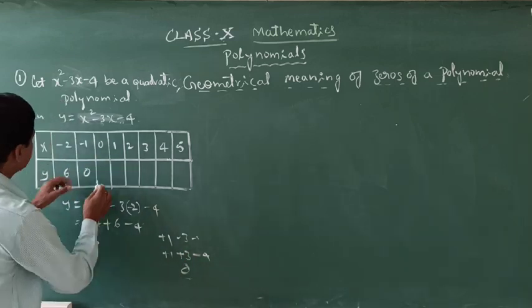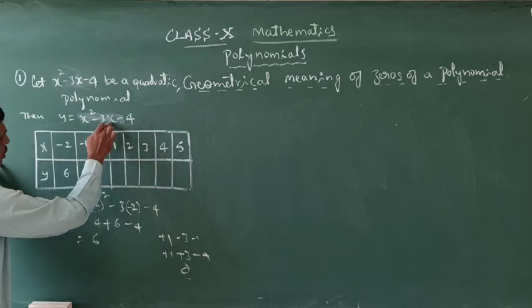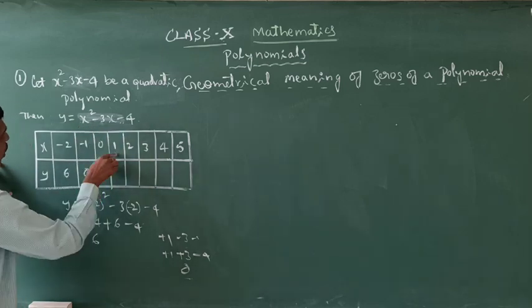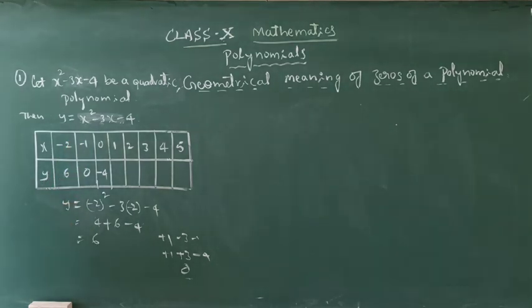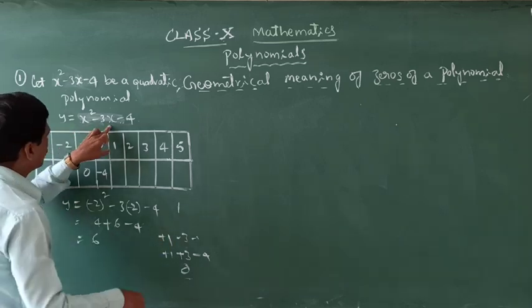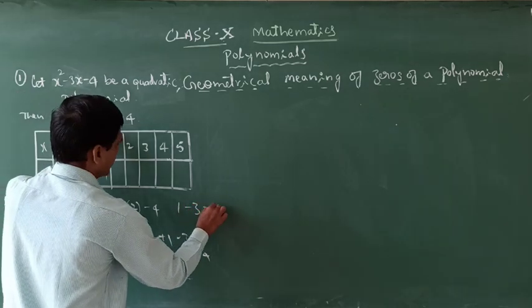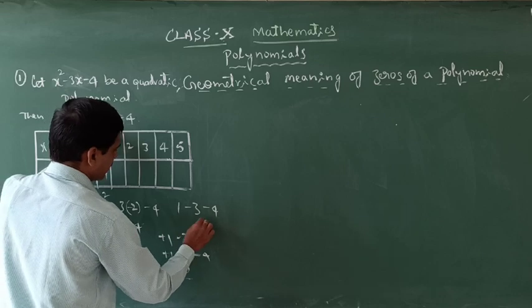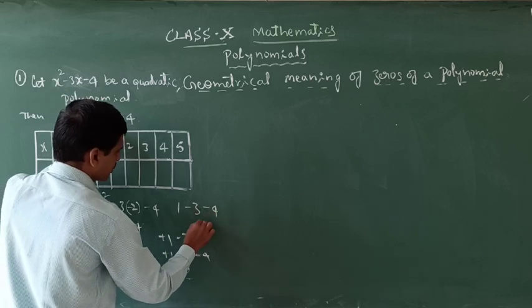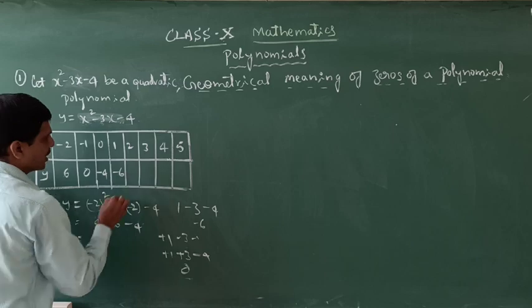So here x = 0. If it is 0, what happens? 0 square, 3 into 0, it is minus 4. For x = 1: 1 square is 1. Minus 3 into 1, minus 3. Minus 4. What happened? 1 minus 7 means minus 6. Now its value is minus 6.